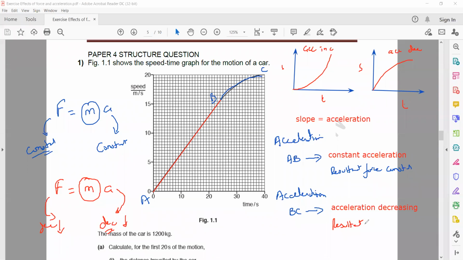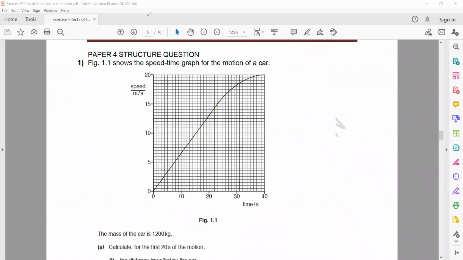As we know, force and acceleration are directly proportional. So if the acceleration decreases, the resultant force will also decrease. If acceleration increases, the resultant force will increase. If acceleration is constant, the resultant force will be constant. And the last one, if acceleration is zero, the resultant force will be zero. This is just a theory about the question. Now we'll move to the question.